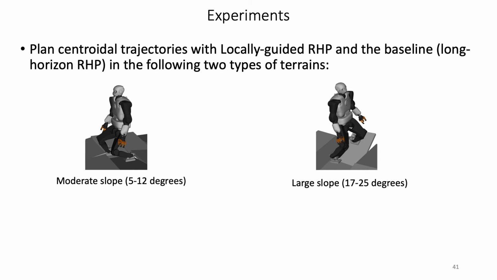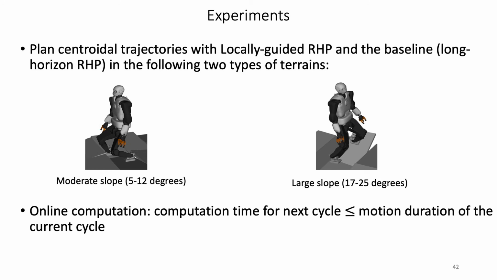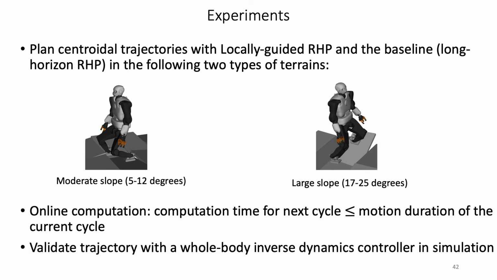We first use locally guided RHP, and the baseline, long horizon RHP, to plan centroidal trajectories in a receding horizon fashion, on terrains made of moderate slope and large slope. We mark a cycle as computed online if it converges within the time budget, the duration of the motion to be executed for the current cycle. We then validate the planned trajectories by tracking them with a whole-body inverse dynamics controller in simulation.